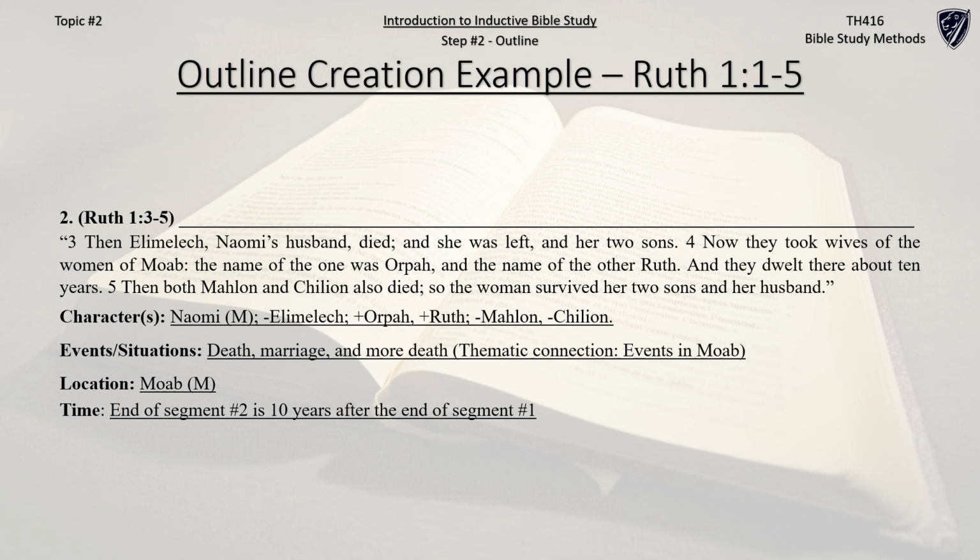Of course, we have two additional characters. We have Orpah and Ruth. And that's why I've got the plus there. But also Mahlon and Chilion died, so I've got the minus signs next to their name. But the only character who is consistent throughout this passage is Naomi. So that's why I consider her to be the main character.